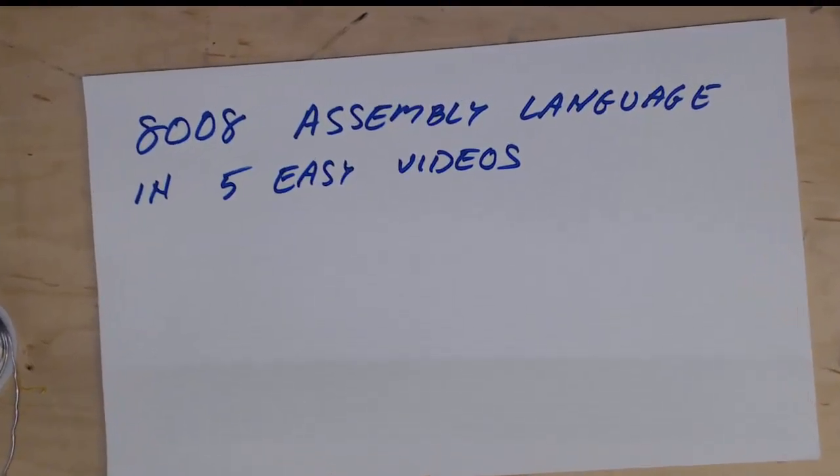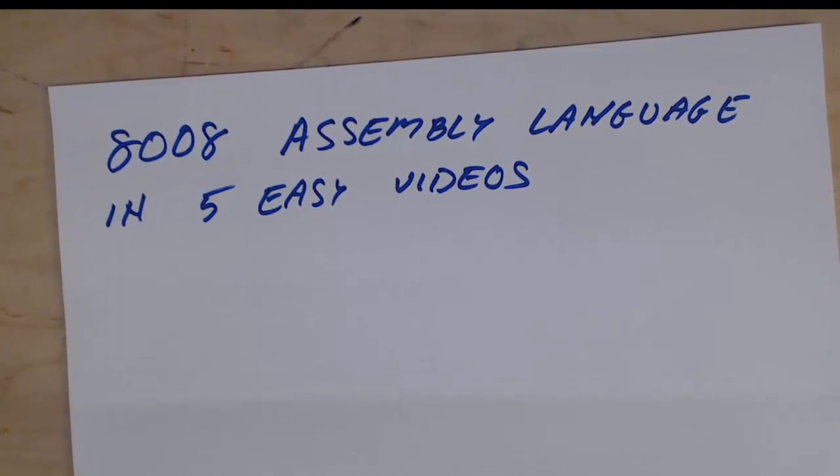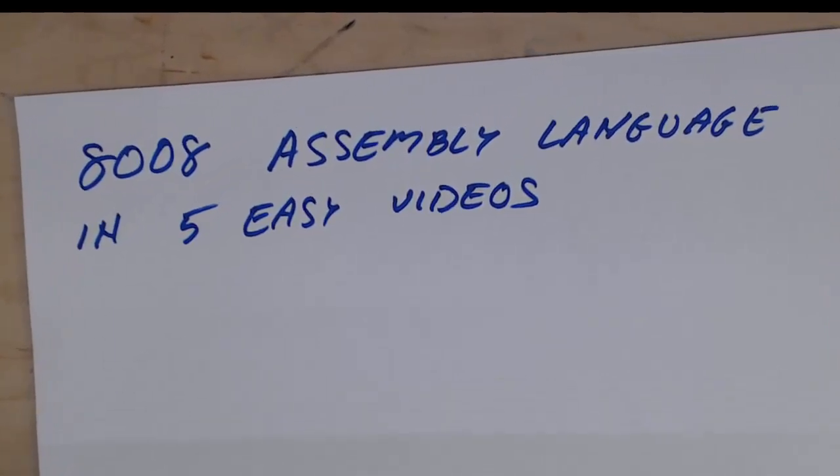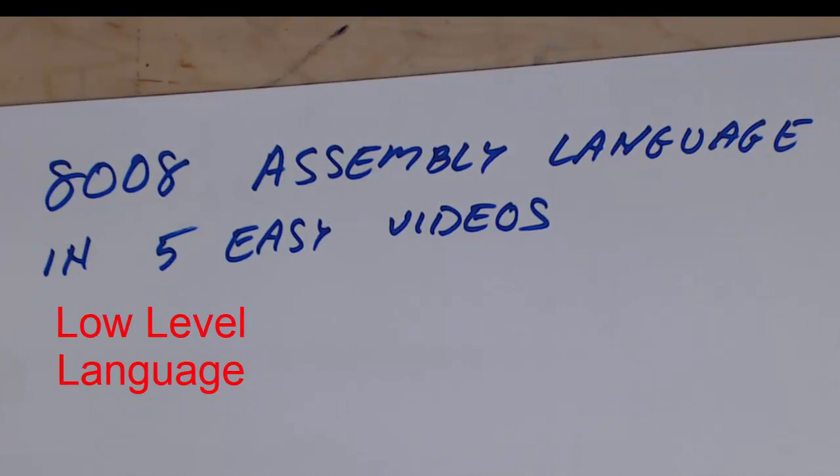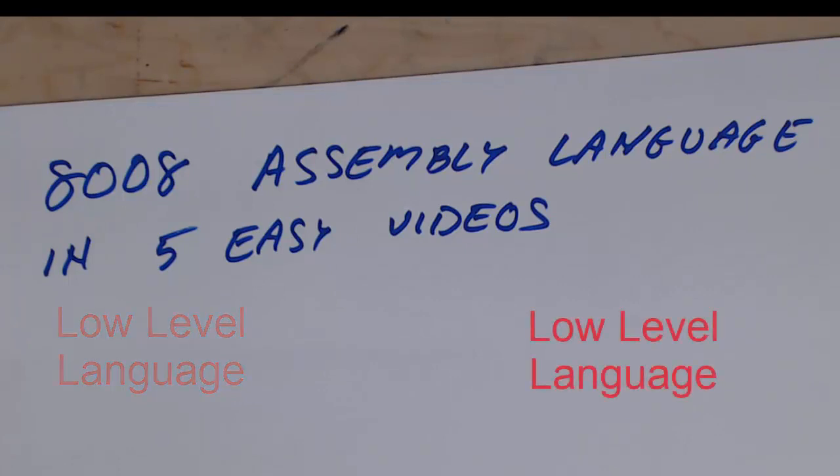Today our goal is to start a series of about 5 videos to learn 8008 assembly language. Assembly is one of the lowest level languages, second only to machine code. And by low level, what we mean are languages that are very intimately tied to the processor itself, versus high level, which are languages that we run on a system and we may know nothing about the processor.